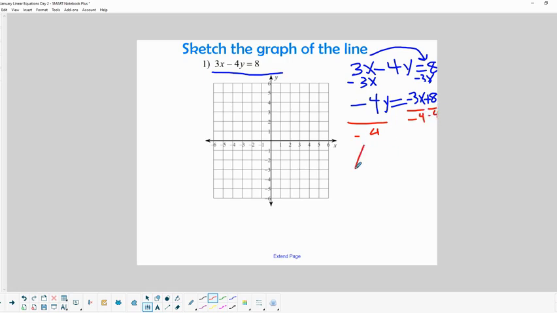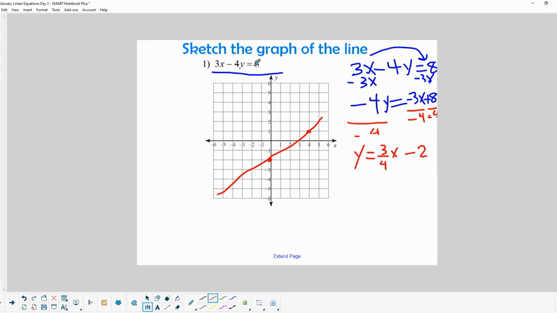And we will end up with y equals 3/4 x, and then 8 divided by negative 4 would be negative 2. So that would be the equation of the line. And then to graph it, we just find the y-intercept, which is negative 2. And we use our slope and go up 3 and over 4. And we sketch our line, right? Something like that. There we go.